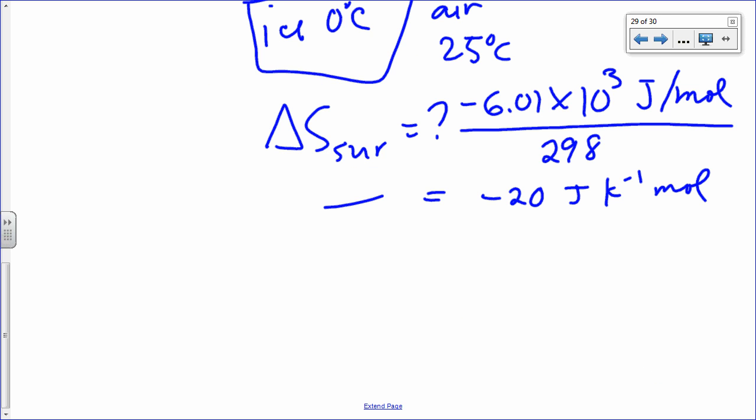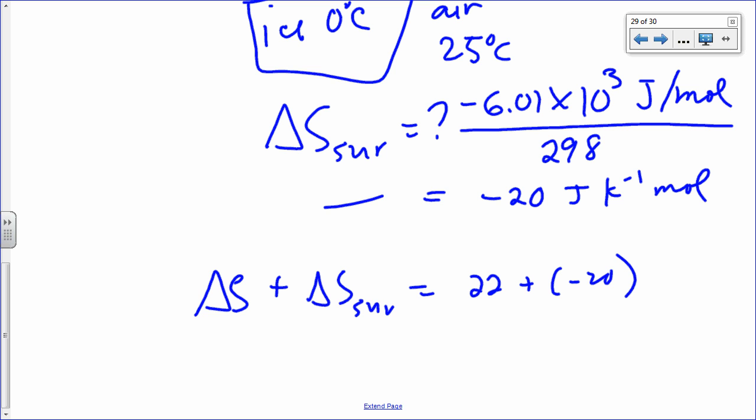So what's our total delta S this time? 22 plus negative 20, a positive number, as we expect, because we expect ice to melt.